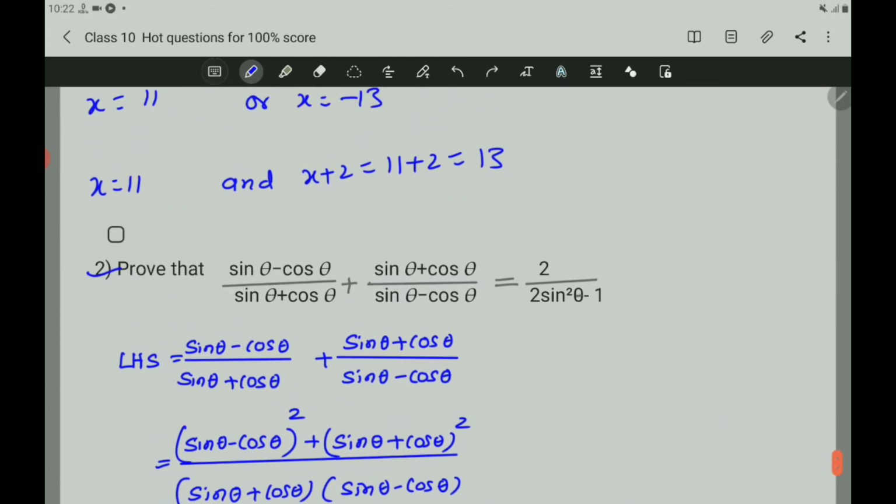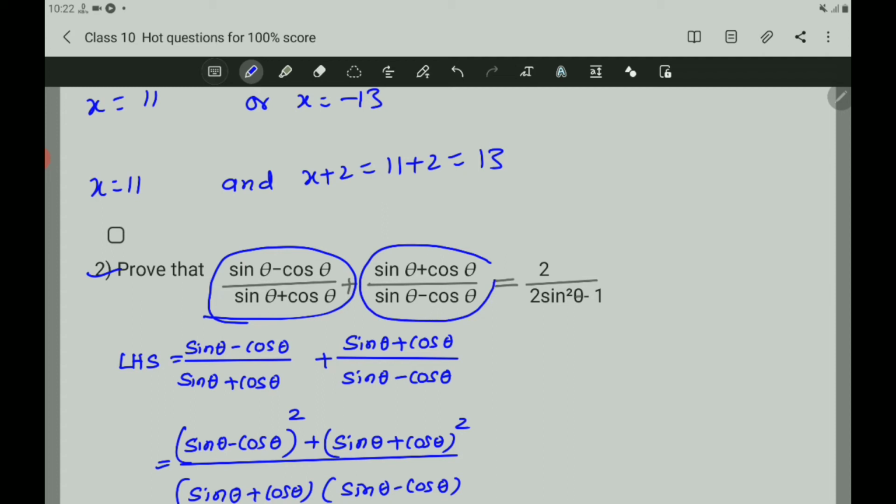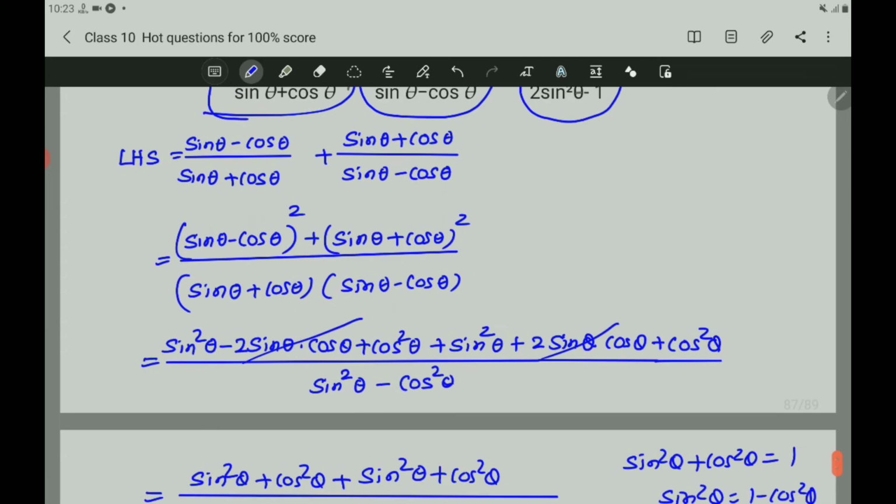Therefore you proved that sin theta minus cos theta divided by sin theta plus cos theta plus sin theta plus cos theta divided by sin theta minus cos theta equals 2 by 2 sin square theta minus 1. You got the result here. You proved.